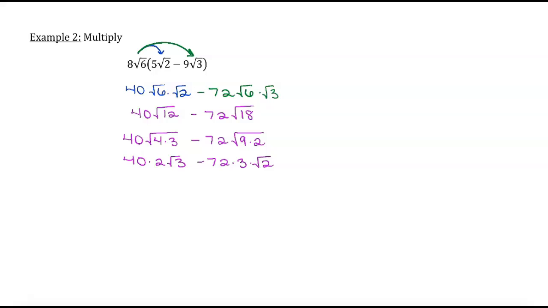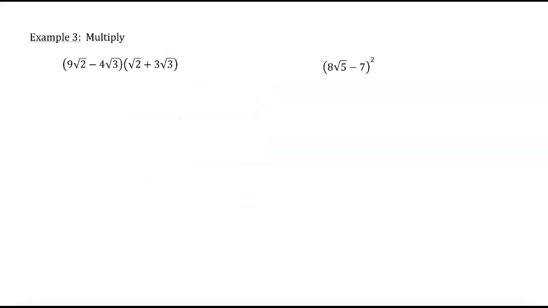And simplifying one last time, we have 40 times 2, or 80 root 3, minus 72 times 3, or negative 216 root 2. In example 3, we are now multiplying two factors, each with two radical terms in them. And we will use our same distributive property. We begin by multiplying 9 root 2 by root 2. This gives us 9 times root 2 times root 2.